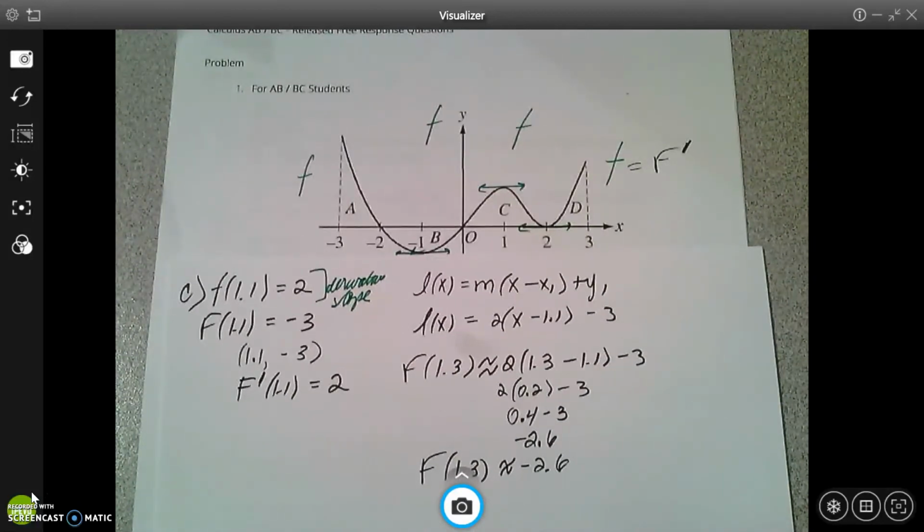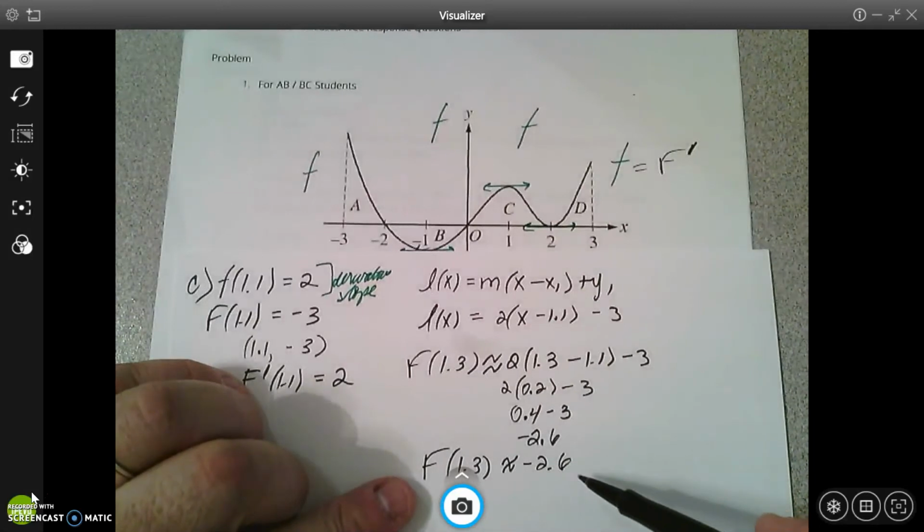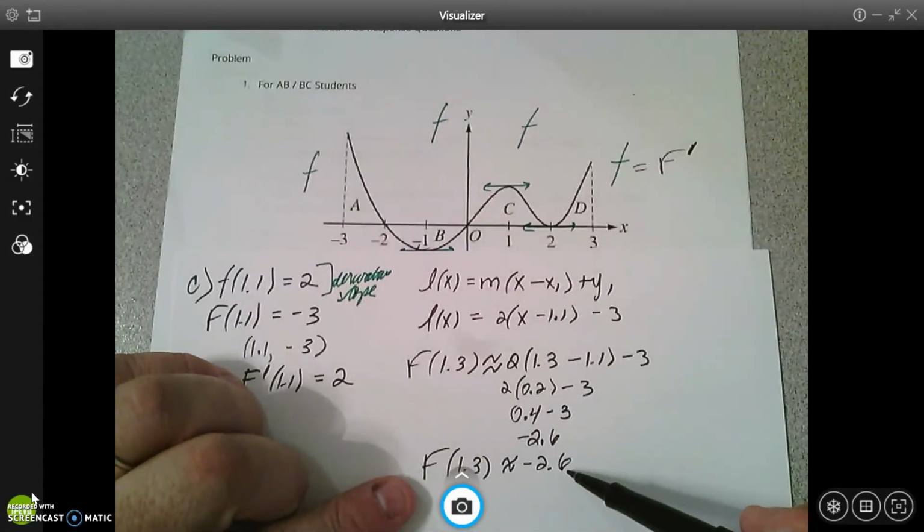Now, this last part is probably the trickiest part of this whole thing, and this is going to be a place where if you don't write your explanation perfectly, you're not going to get this last point. In order to determine if this value is an overestimate or an underestimate, what we need to do is look at the concavity of big F.